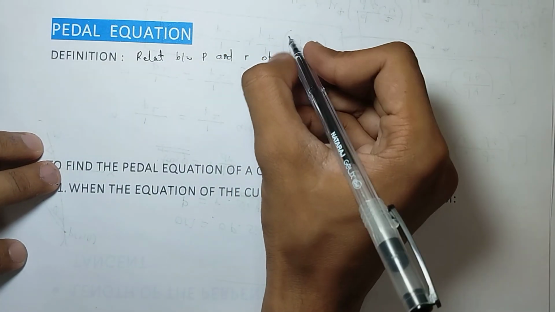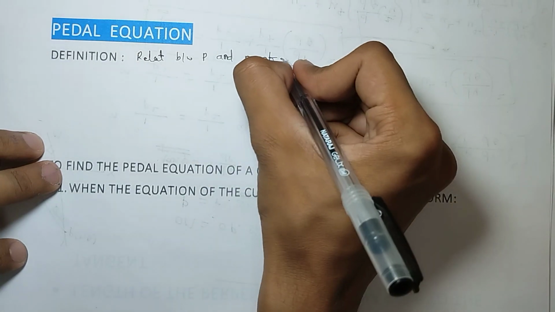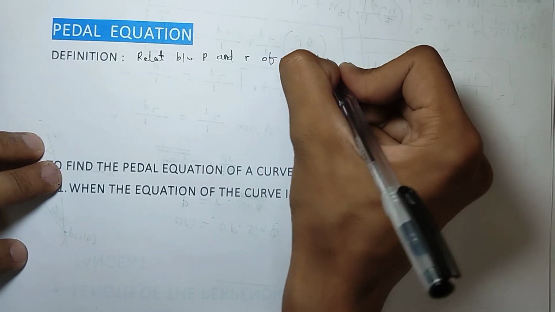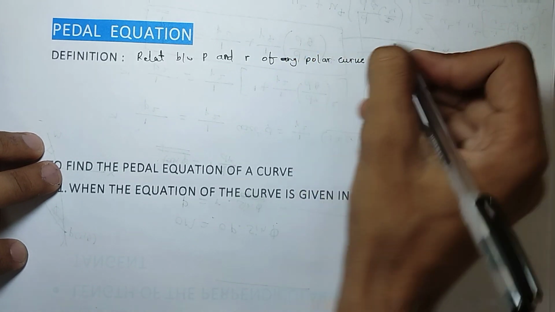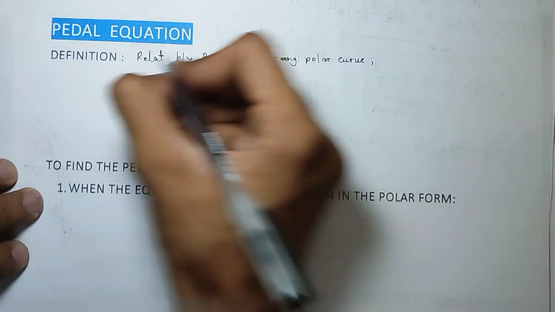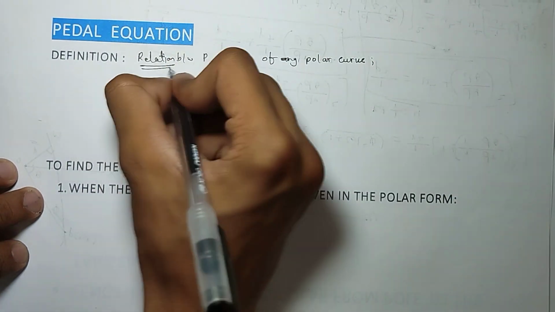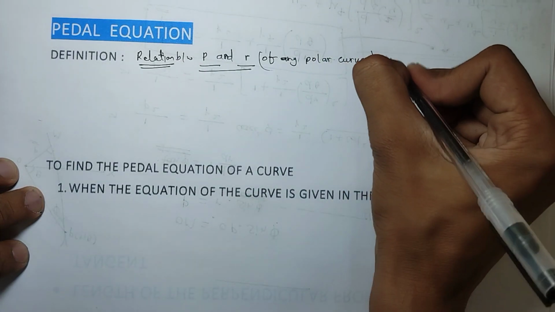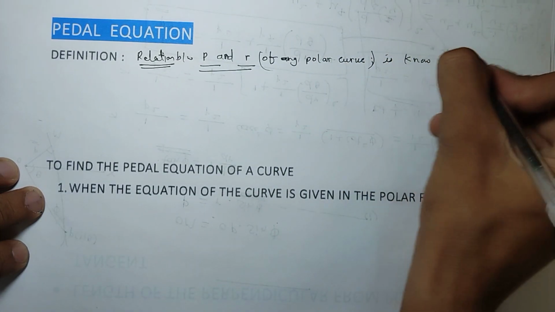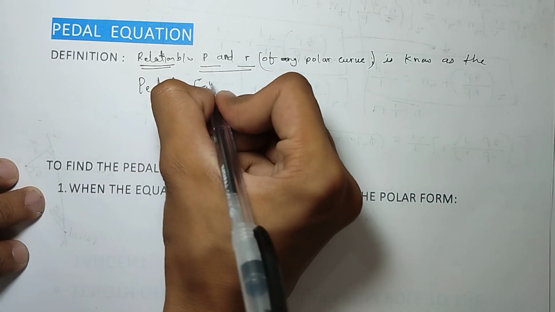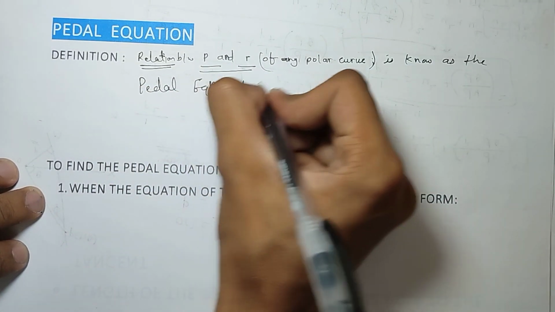The relation between p and r of any polar curve. This relation between p and r is known as the pedal equation of that curve.